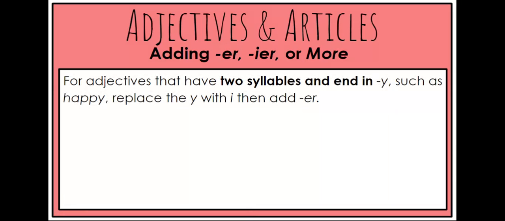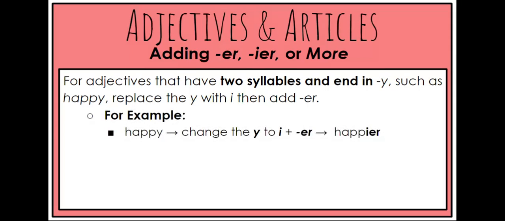For adjectives that have 2 syllables and end in y, such as happy, replace the y with i and then add er. For example, happy. We change the y on the end to an i and then add er. And of course, then it would be happier. I am happier today than I was yesterday.